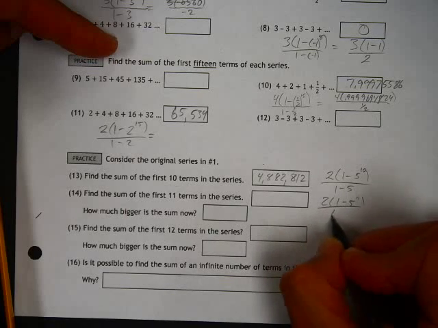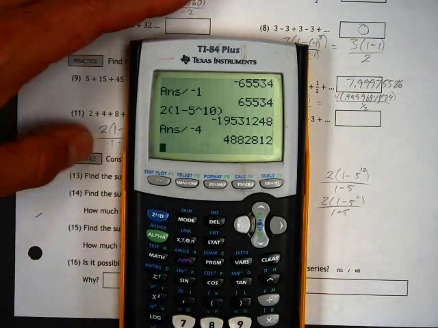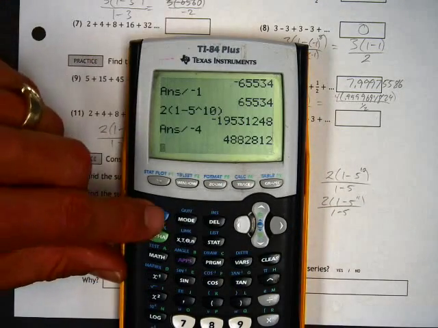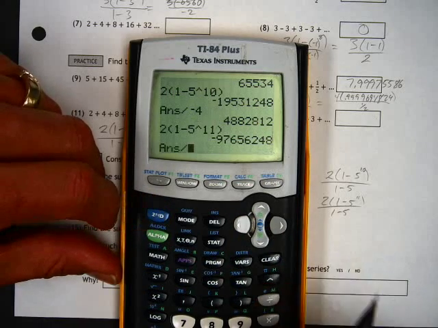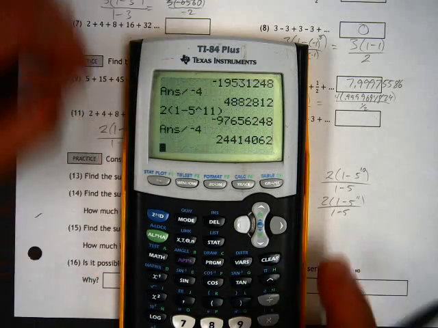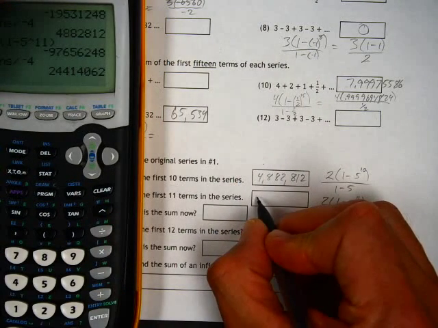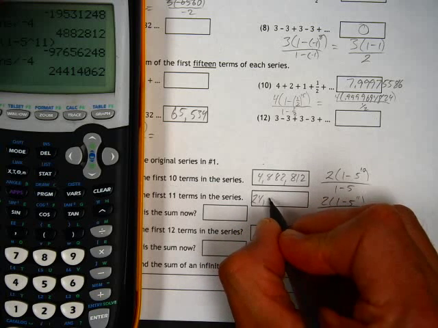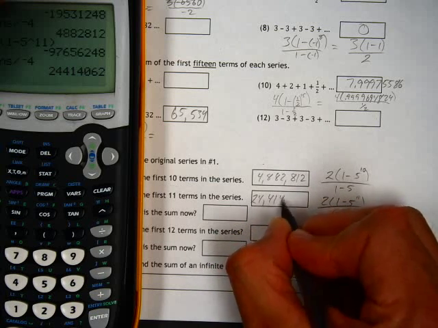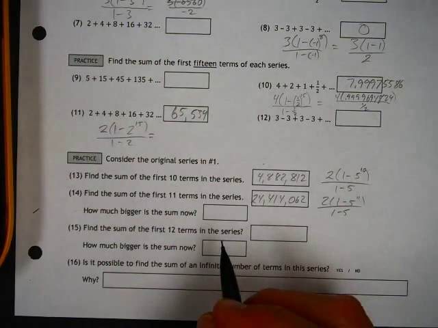The clever ones among you will not go through this whole process again. How come? Well, I'm glad you asked. I'll tell you in a sec. You go back, do that, change that to an 11, divide that by a negative 4, and that there is 24,414,062. And the question, how much bigger is the sum now?